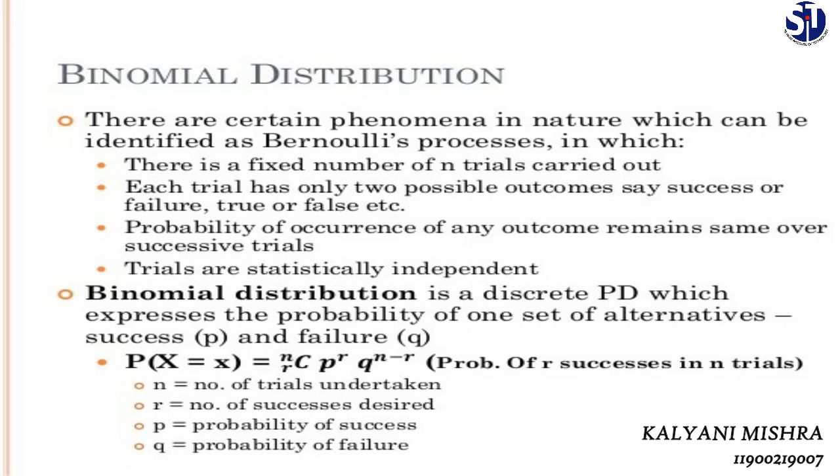Binomial distribution is a discrete probability distribution which expresses the probability of one set of alternative outcomes, success and failure. The binomial distribution is frequently used to model the number of successes in a sample of size n drawn from a population of size N. If the sampling is done without replacement, the resulting distribution is hypergeometric, not a binomial one. However, for N much larger than n, the binomial distribution remains a good approximation and is widely used.